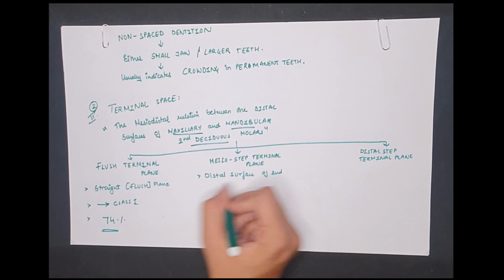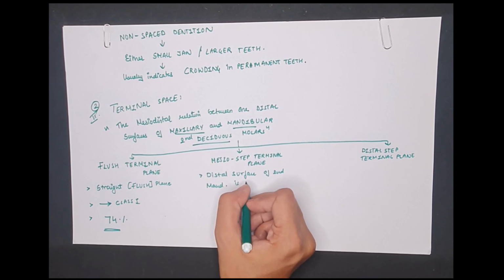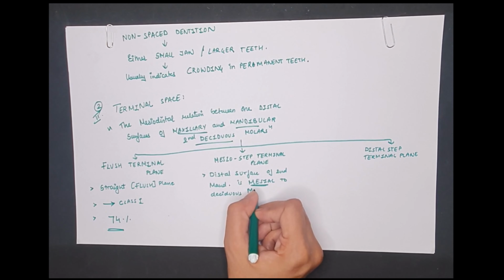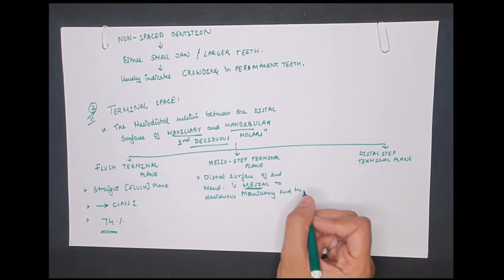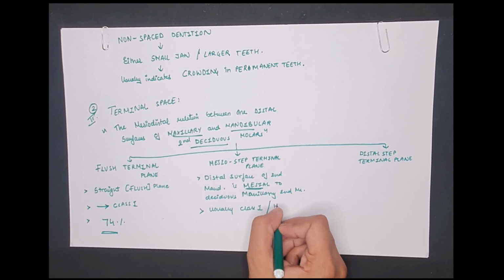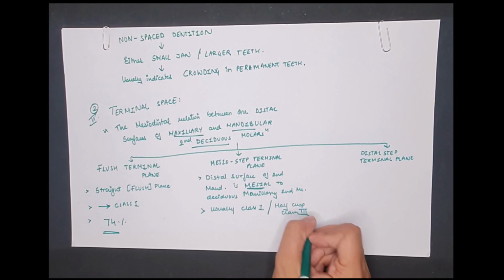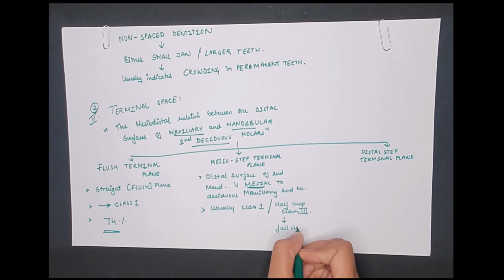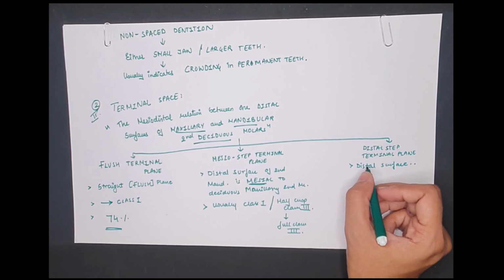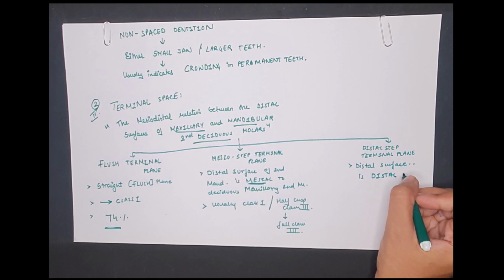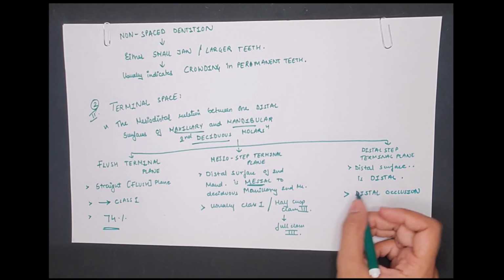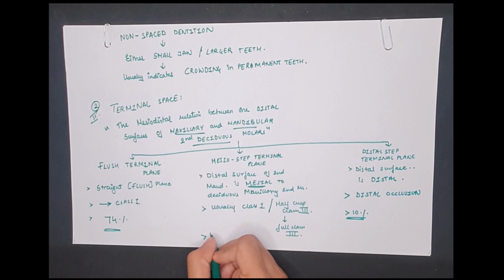In the mesial step, the distal surface of the second mandibular deciduous molar is more mesial to that of the second maxillary deciduous molar, and will usually go into a class 1 relationship; only 14% of cases show this. Now let's discuss the distal step terminal plane. The distal surface of the mandibular deciduous second molar is more distal to that of the maxillary deciduous second molar. The relationship is unfavorable as it guides into distal occlusion, seen in 10%.